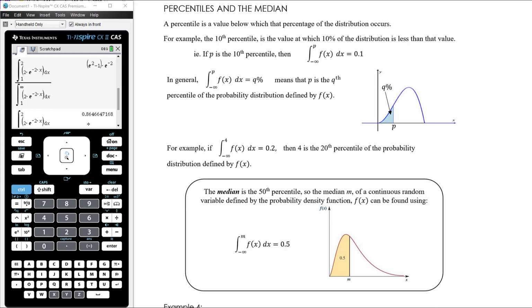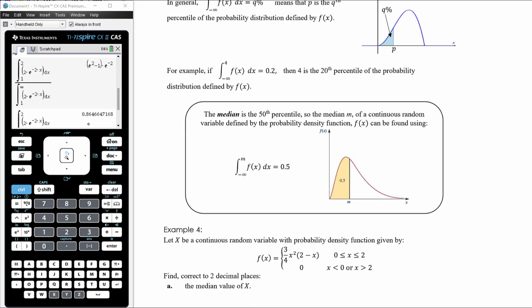So generally speaking, if the integral from negative infinity to P of f of x is equal to q%, that means that P is the qth percentile of the probability distribution. So for example, if we're integrating our probability density function from negative infinity up to 4 and we get 0.2, that tells us that 4 is the 20th percentile. Whatever that probability density function looks like, if that's 4, we've got 20% happening there. So 4 is the 20th percentile. If you have a weight of 4, you are at the 20th percentile in this particular distribution.